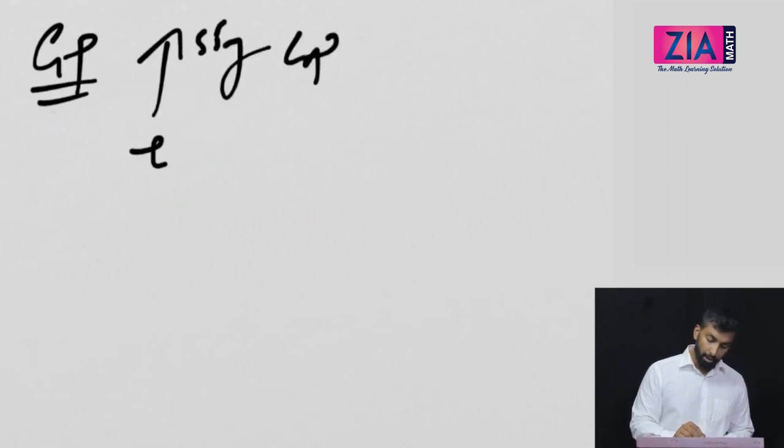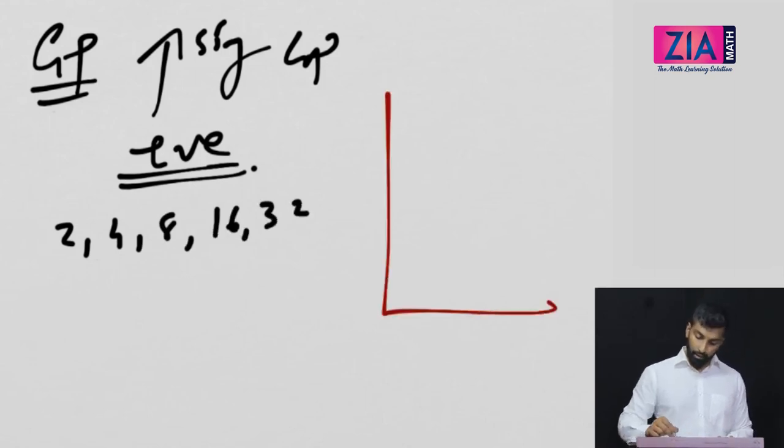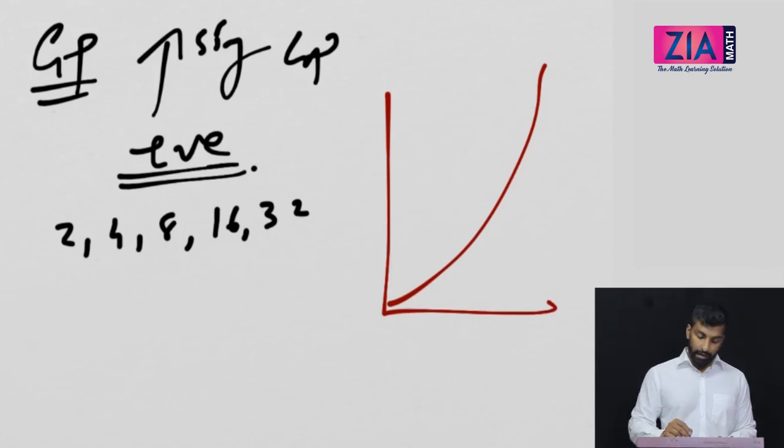What about GP? Increasing GP starting with positive. You can take 2, 4, 8, 16, 32, etc. How will it look? It will look like this. If on the y-axis you take the sum and on the x-axis the number of terms, the graph looks like this.